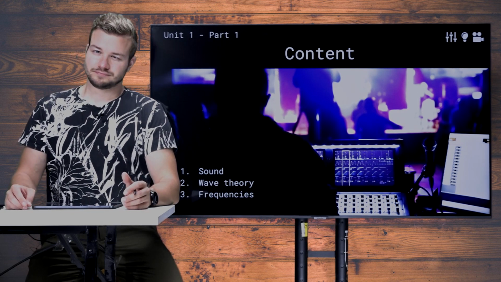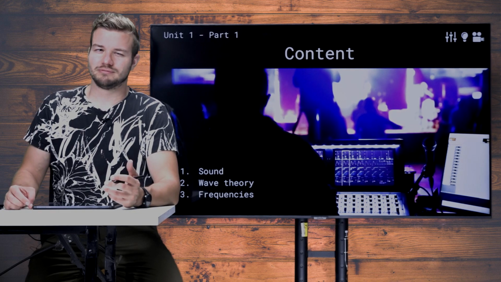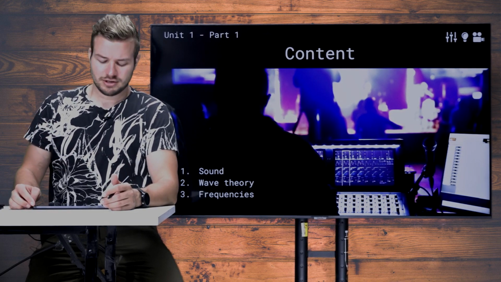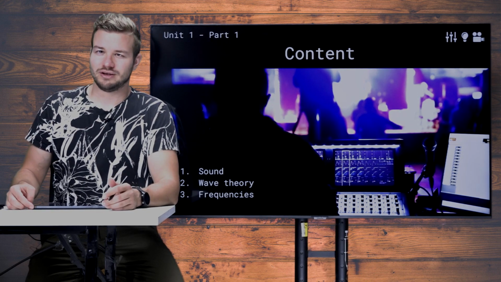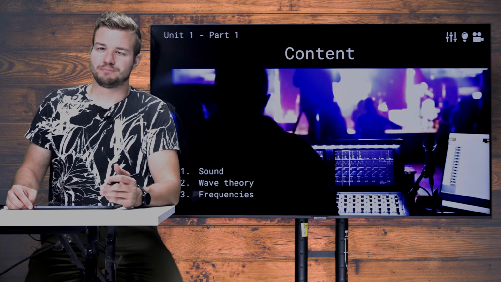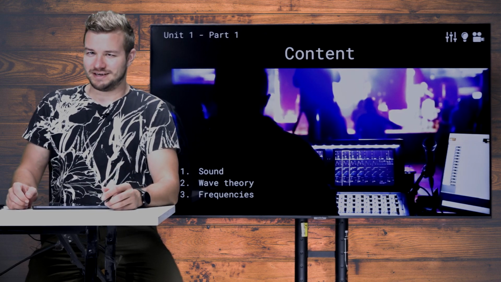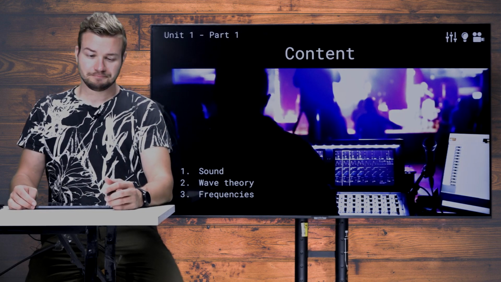And number two, as I mentioned already, we always talk about waves. Sound is always a wave in the air. So I want to explain a little bit about wave theory. What is a wave? What do we have to know about waves? Also so that we can talk with each other about it in a professional way.